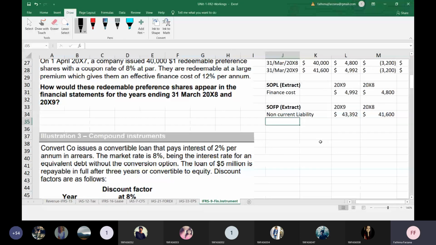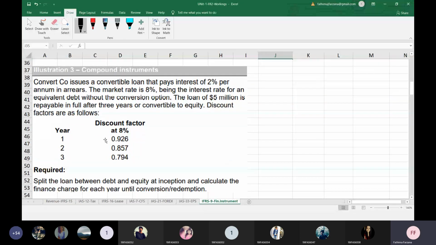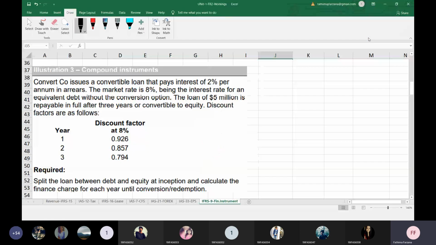Okay. So let us go to illustration 3, compound instruments. Convert company issues a convertible loan that pays interest at 2% per annum in arrears. So we are going to speak about convertible instruments. Convertible instruments will have a liability component as well as an equity component in them, right? So let us see here.